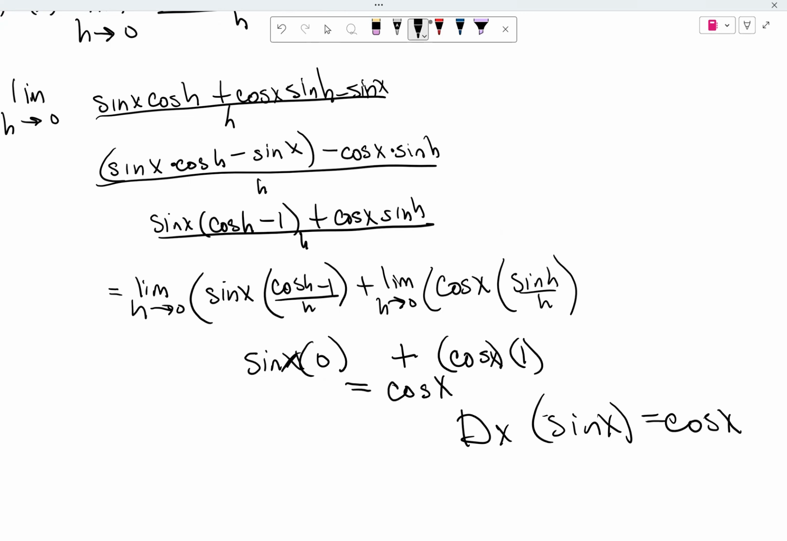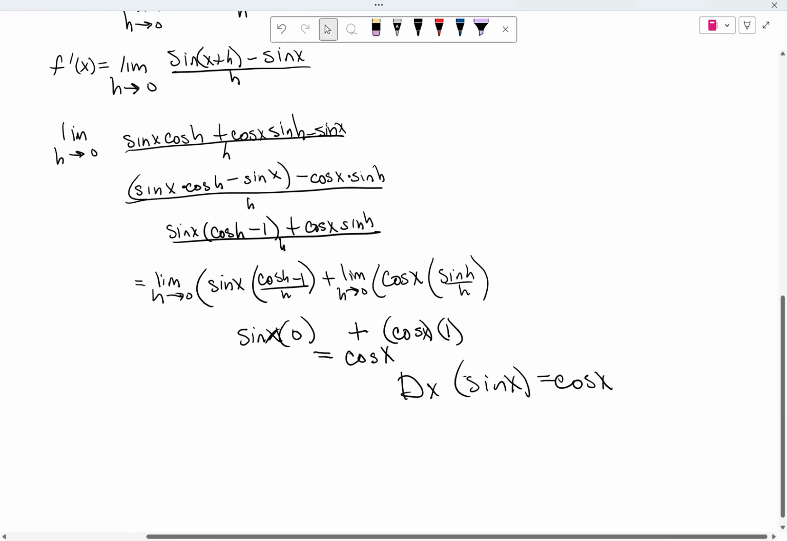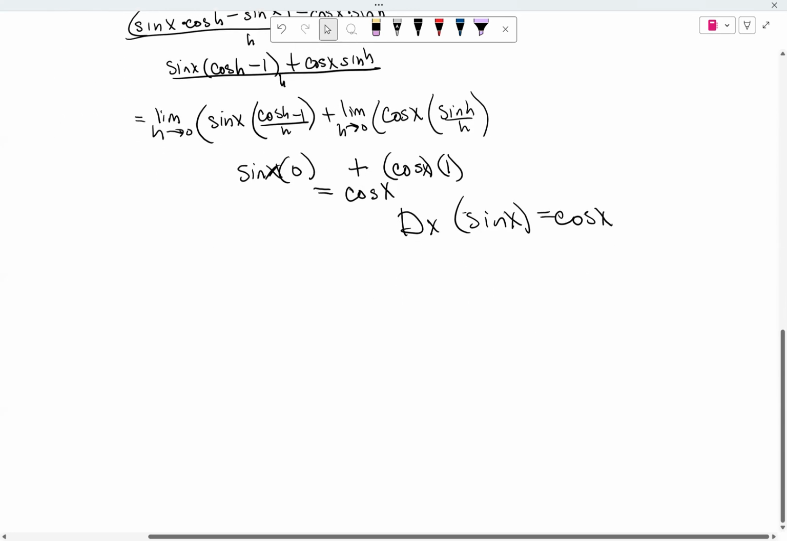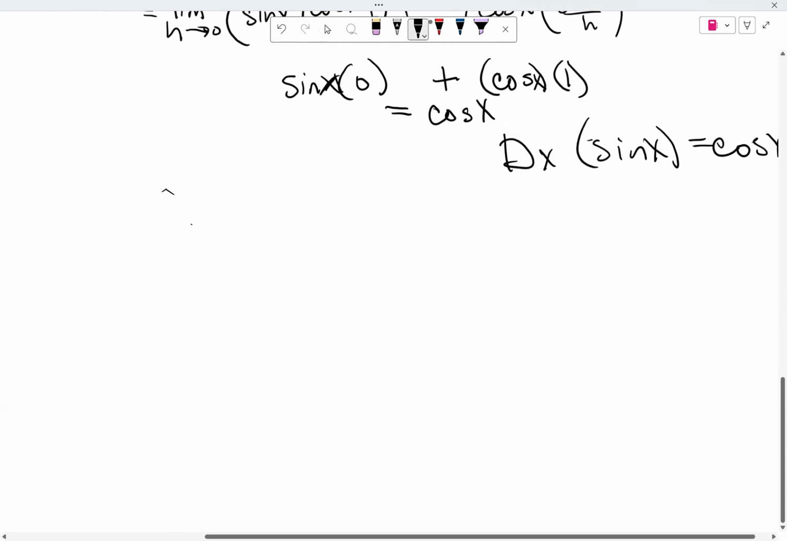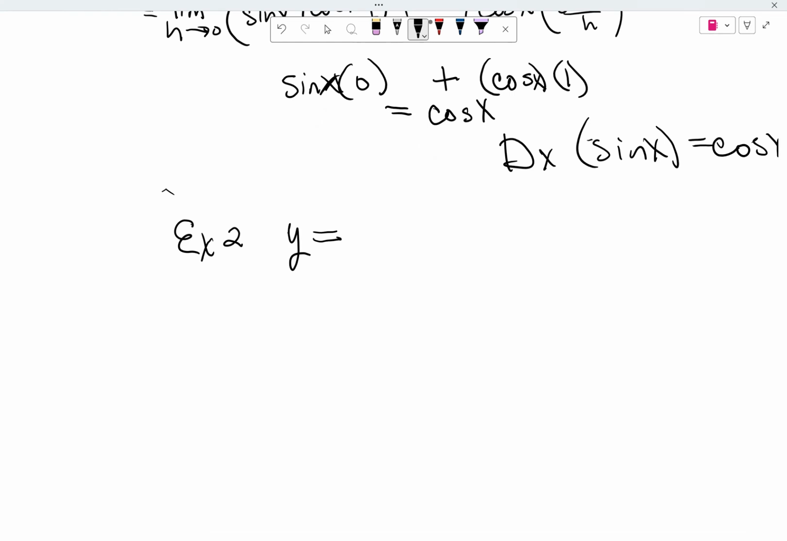Okay, so that's just a proof. It's just proving to you how we get there. But more importantly, how do you use it? So let's do a few examples. Let's look at example 2. If I give you a function where y equals sine of 6x, and I want to know the first derivative, it's as simple as 6 times cosine of 6x.